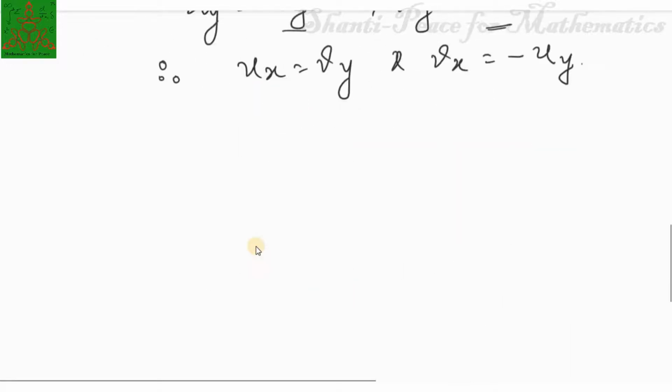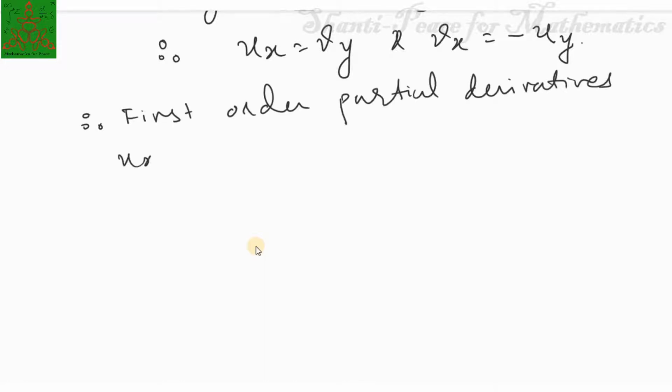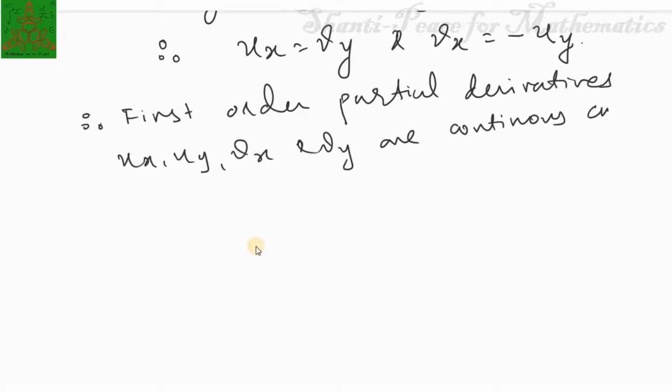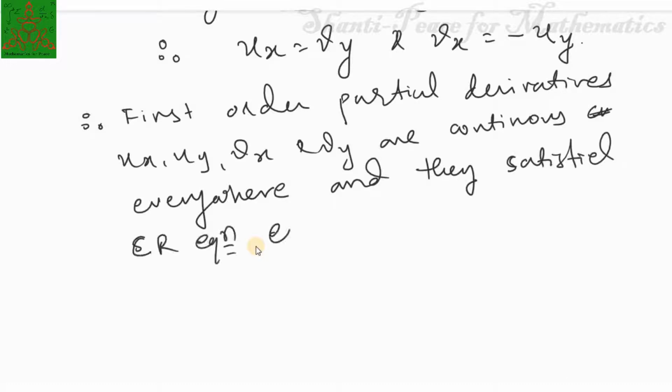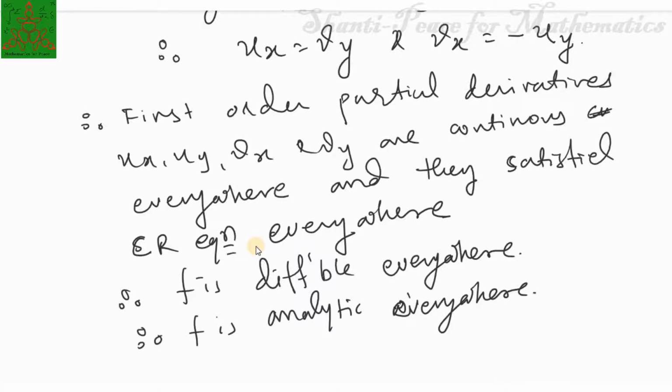So the CR equations are also satisfied. So we can say that the first order partial derivatives ux, uy, vx and vy are continuous everywhere, and they satisfy CR equations everywhere. So therefore f is differentiable everywhere and therefore f is analytic everywhere. So that completes the solution for this example.